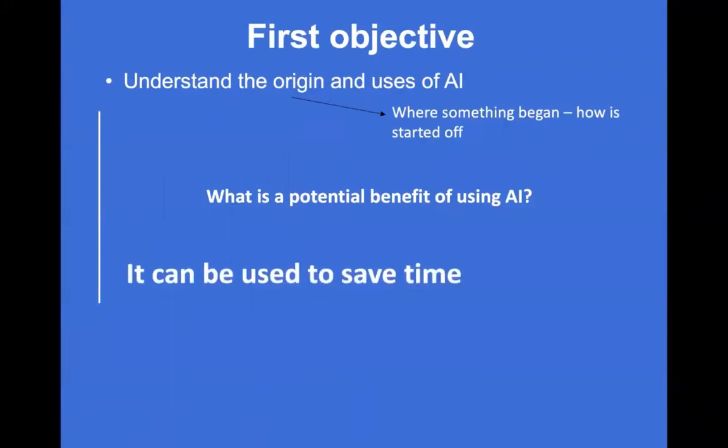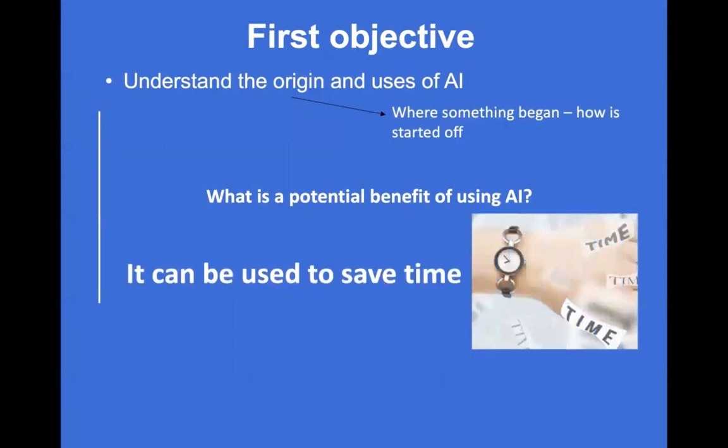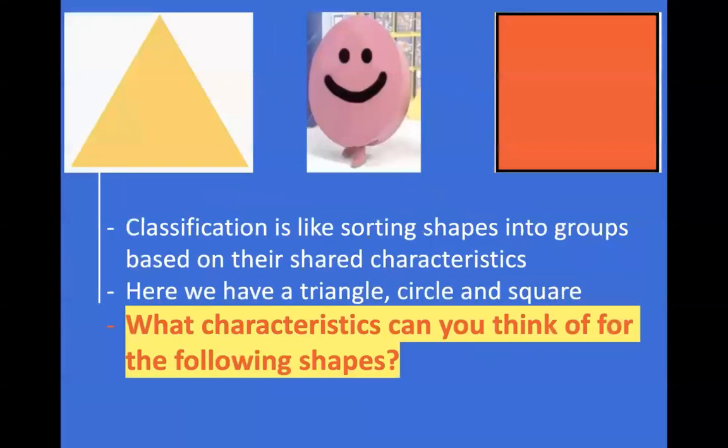Because it can be used to save time, and time is money. So it can save time and money. Okay, now we know that AI learns, we know that it's like humans. Let's go on to the next bit.